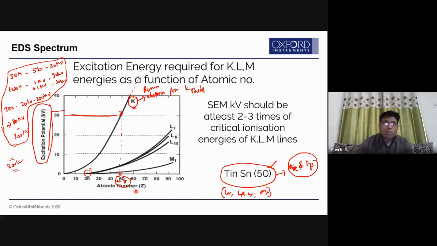Okay. Suppose you take 20 kV and a sample of atomic number 20. For this sample the critical voltage would be somewhere around 4 kV. Even if you use 5 kV, you can see the K alpha peak. So that is what this particular curve gives an idea of.